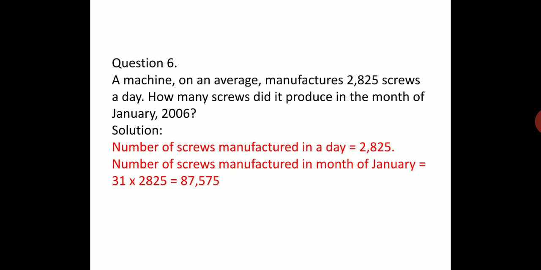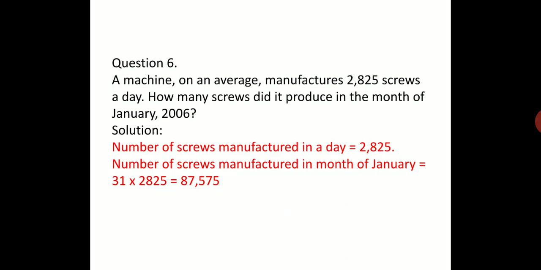Now question number 6. In the next slide you can see it is a very easy question. A machine on average, meaning approximately, manufactures 2,825 screws in a day. In a day means one day. How many screws does it produce in the month of January? Now in this question the main thing is we should know how many days are there in the month of January. So all know it is 31 days.